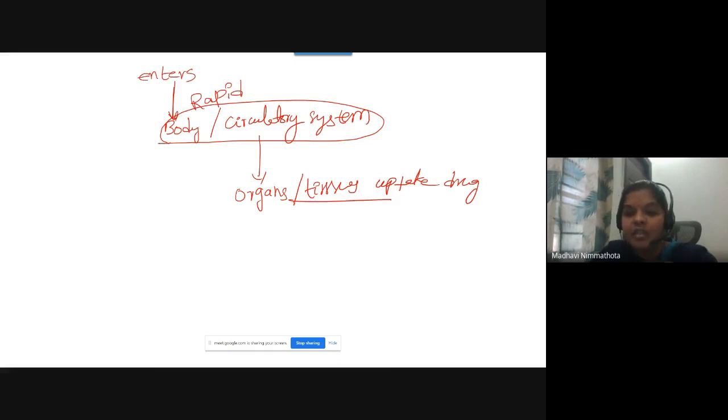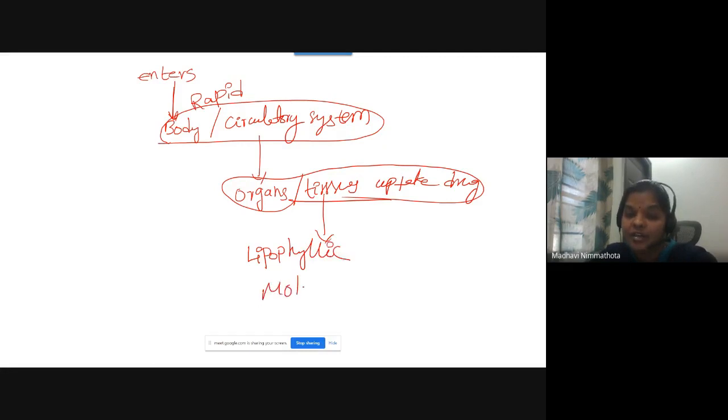Then the depending parameters for this drug uptake will be based on the lipophilicity and molecular weight of the drug. And one more important thing, the binding affinity of the drug.